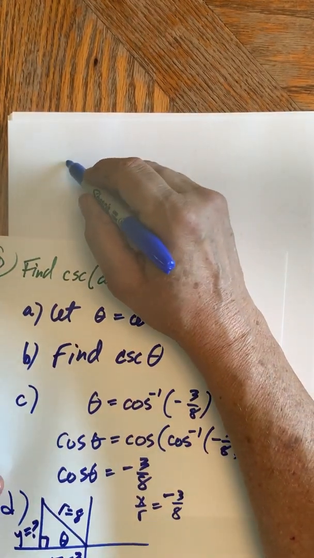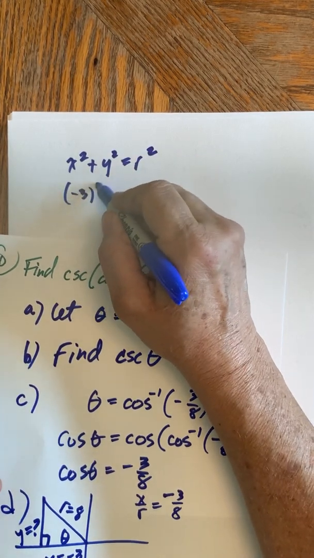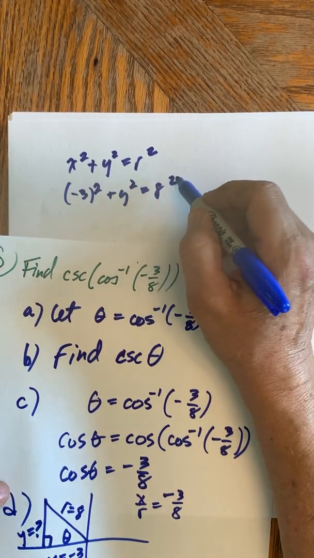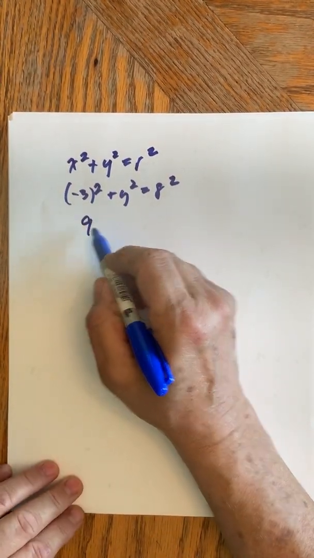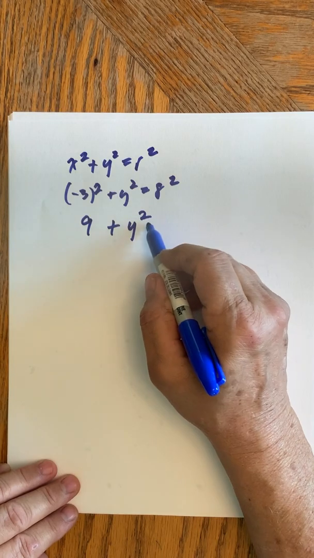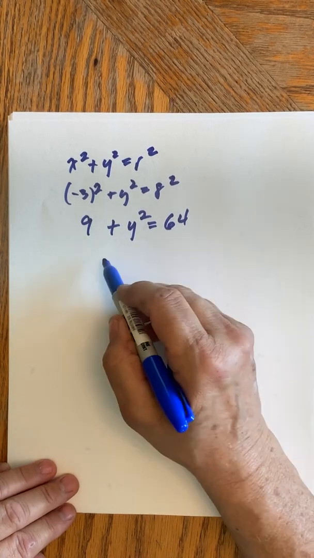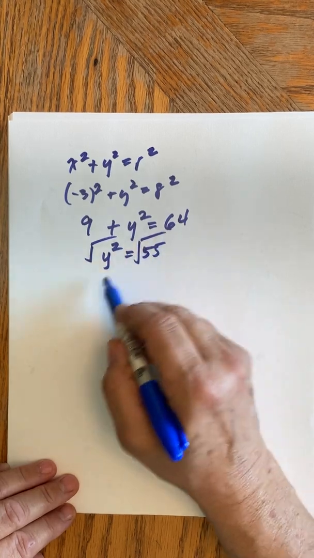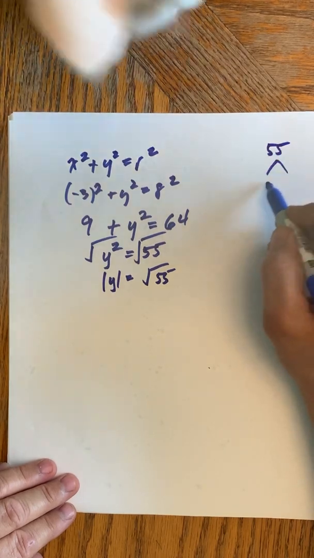So, we have x squared plus y squared equals r squared. So negative 3 squared, plus y squared equals 8 squared, right? Okay. And so now I'm going to say 9 plus y squared equals 64, right? And so now I'm going to subtract 9 from both sides. I'll get y squared equals 55. Take the square root of both sides, get the absolute value of y equals square root of 55. And by the way, if you do a factoring tree on that, it's 5 times 11.